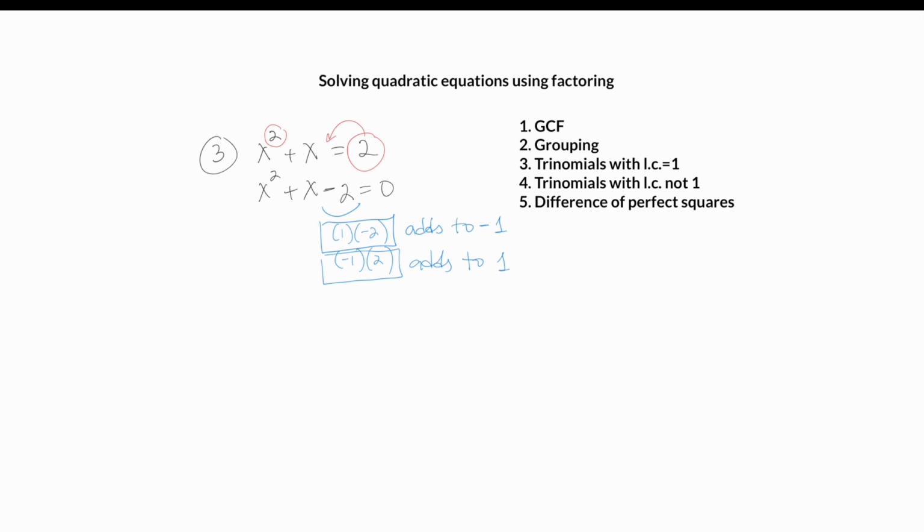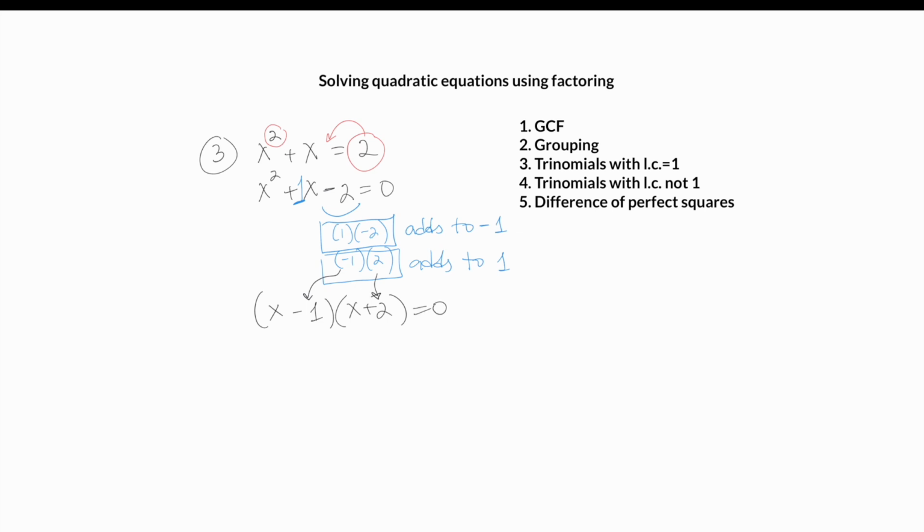I want my pair to add to the number in the middle, which happens to also be 1. Remember, the leading coefficient was 1. This number is also 1. So the two numbers that add to 1 are negative 1 and 2. Here is the factored form. x minus 1, it's this negative 1, and x plus 2, that's this 2, equals 0.